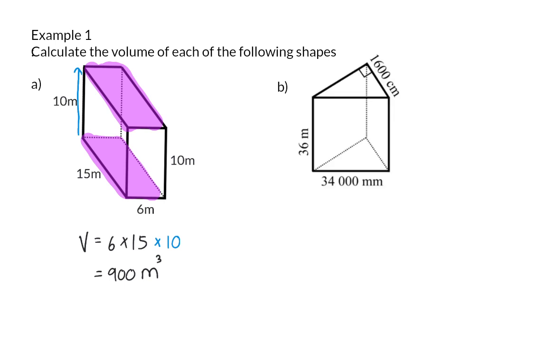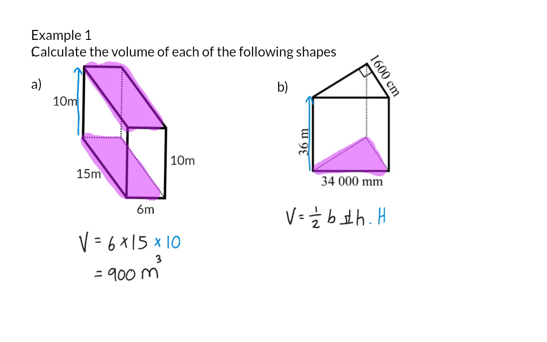In our next example, we have a triangular prism. That means the original flat face was a triangle. So we're going to start off calculating the area of this triangle. The formula for the area of a triangle is a half multiplied by its base multiplied by the perpendicular height. This needs to be multiplied by the distance between the two triangles, and in this case I'm going to call that the height of the prism.